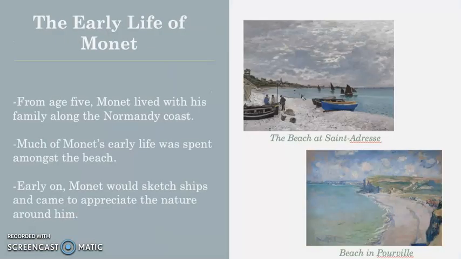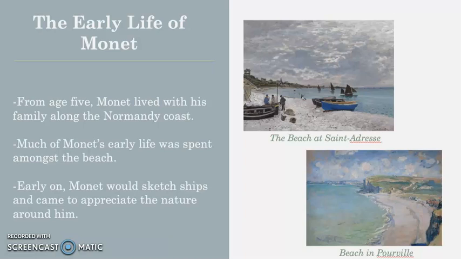The early life of Monet. When Monet was born, his family lived in Paris. It wasn't until age 5 that Monet's family would move to the Normandy coast. It was in these early years that Monet found his love for artistry. Monet would sketch ships and come to really appreciate the world around him.